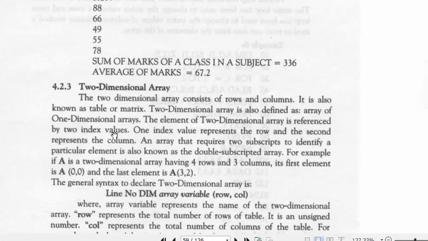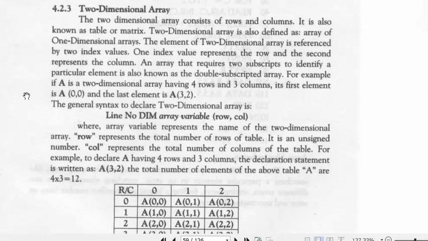For example, if A is a two-dimensional array having 4 rows and 3 columns, its first element is A(0,0) and the last element is A(3,2). The general syntax to declare a two-dimensional array is: line number, DIM, array variable, row, comma, column, where array variable represents the name of the two-dimensional array, row represents the total number of rows of the table, it is an unsigned number, and col represents the total number of columns of the table.